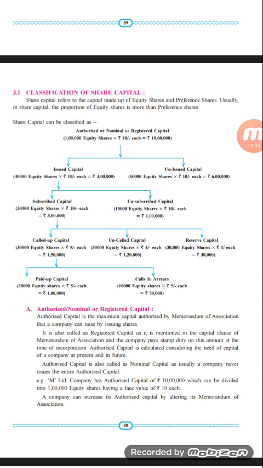So the company will get 3 lakh rupees, but up till now the company has got only 1,50,000, that is 30,000 equity shares of rupees 5. So the company has got only 1,50,000. The second one is the uncalled capital. Uncalled capital is that capital for which the company still has not made a demand from the investor.